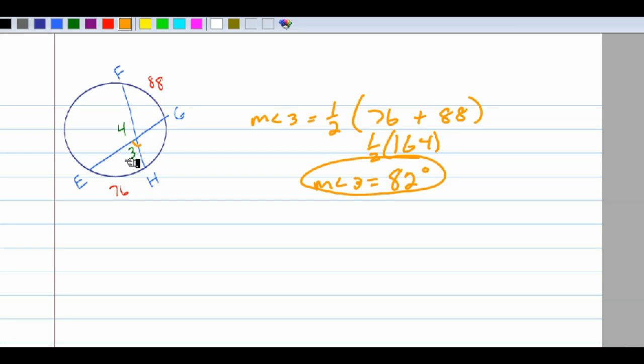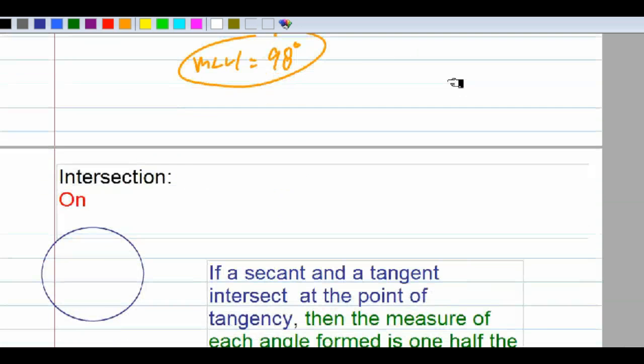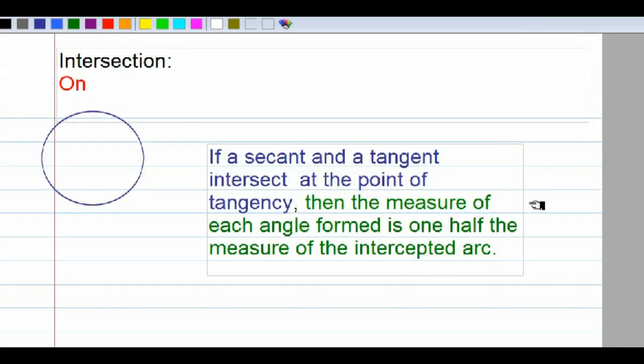Now, if this is 82, how do we find 4? Well, it's a linear pair. Makes 180 degrees. 180, subtract 82, measure of angle 4 equals 98 degrees. So if they intersect inside, half the sum. Okay, what about if they intersect on the circle?